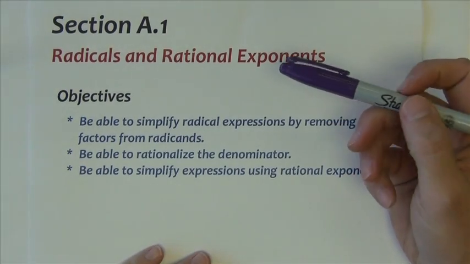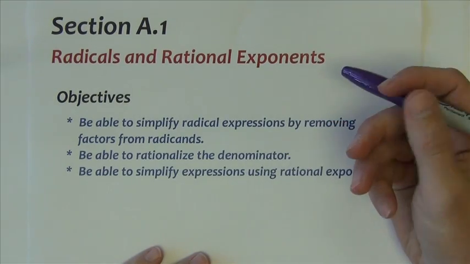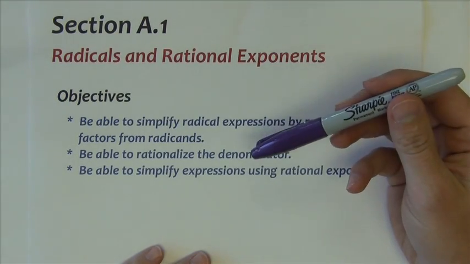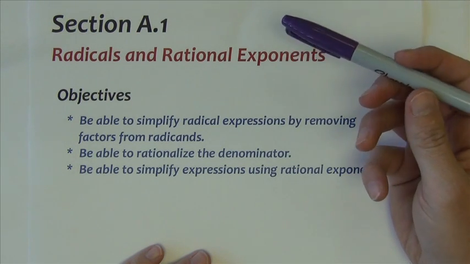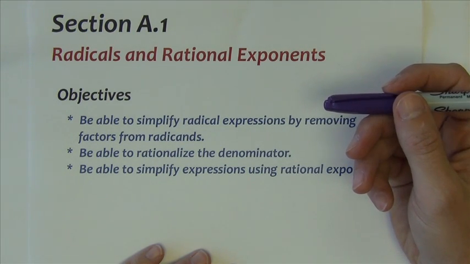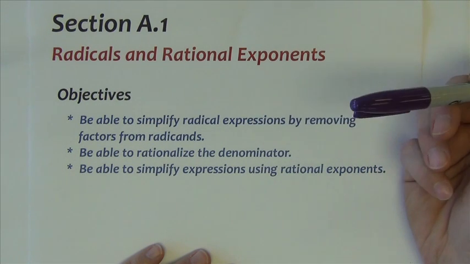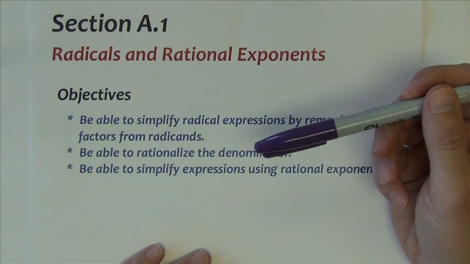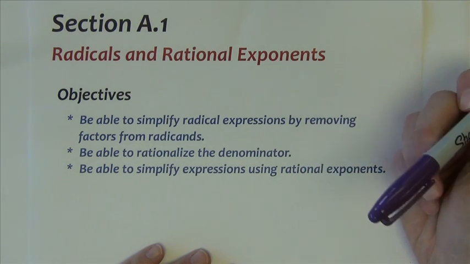The first section in the appendix, section A.1, is titled Radicals and Rational Exponents. And in this section, we're going to review how to simplify radical expressions, mainly square roots, cube roots. We'll also look at how to work with rational exponents, and we'll discover that rational exponents are just radical expressions, kind of in disguise.